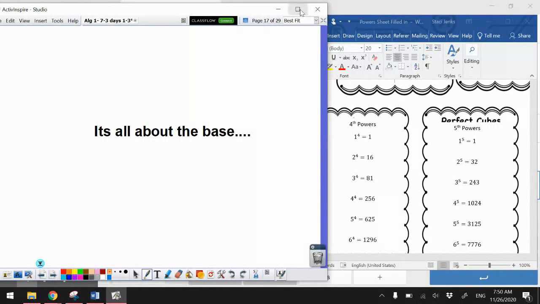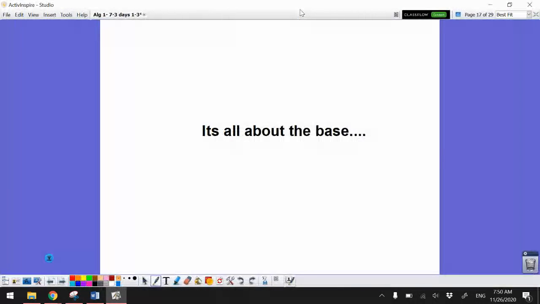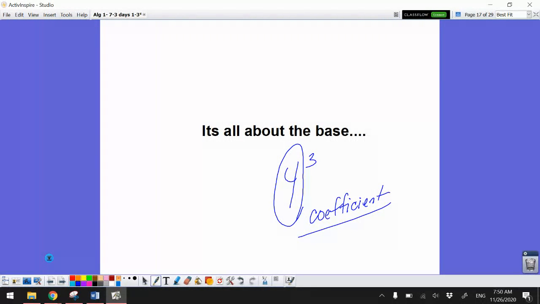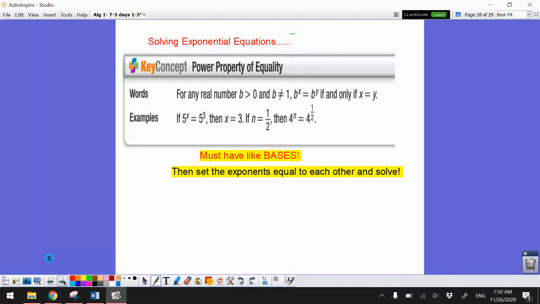Okay, so as I said, today everything is really about the base. When we're talking about the base, we're talking about the coefficient. So if I give you 4 to the third, this is the number I'm talking about, the base. And we are really going to have to rely on this because what we're going to see as we solve exponential equations is that the bases have to be the same. So I actually have to do some rewriting of equations to make things match.